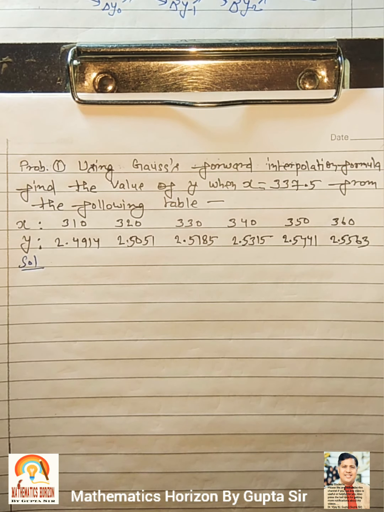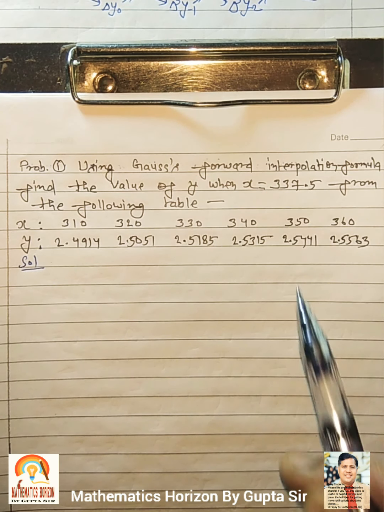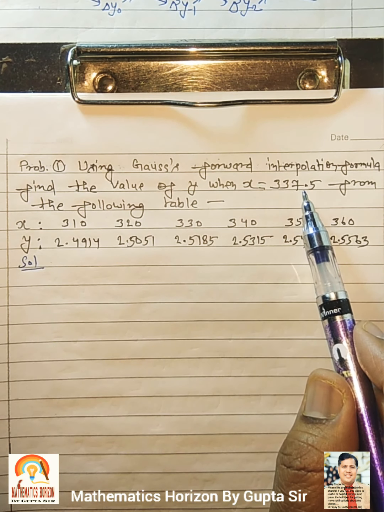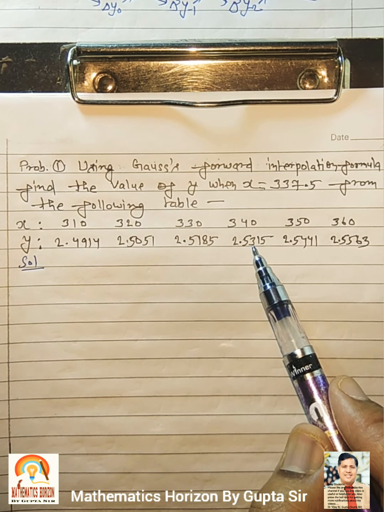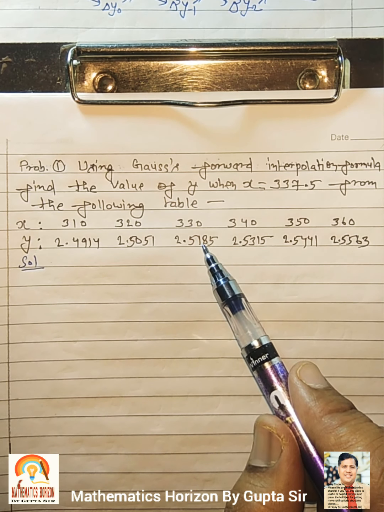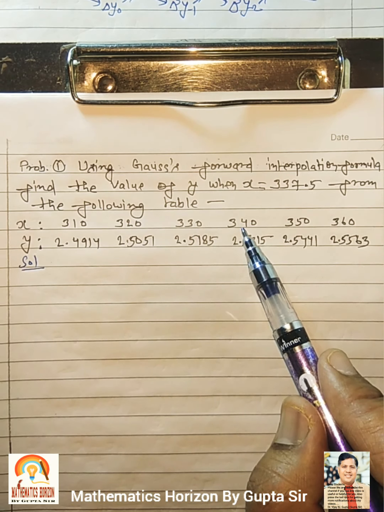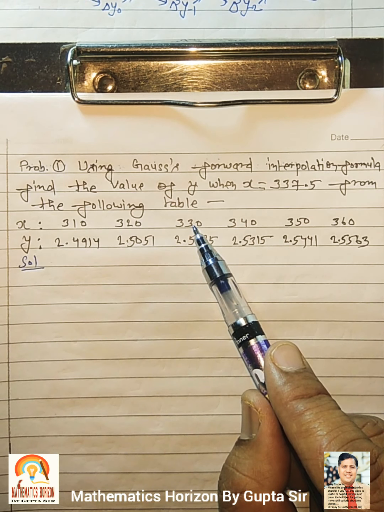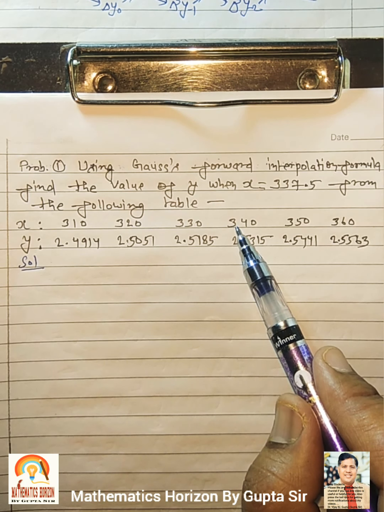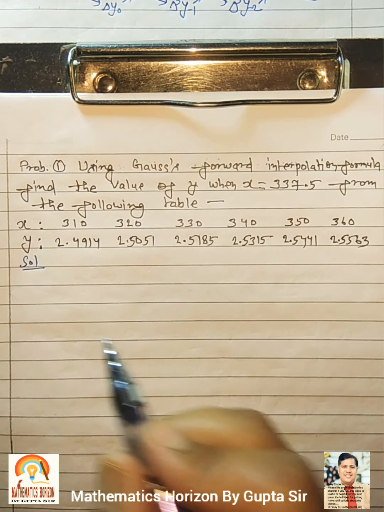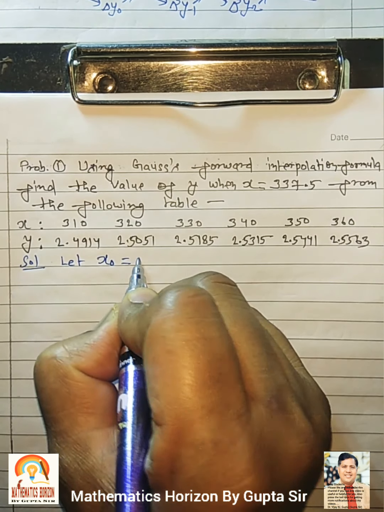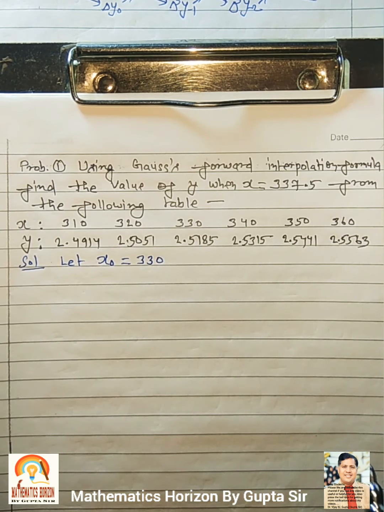Now here the interpolated value, we have to find the value of function when x equal to 337.5. We can see this is near 330 or 340, we can take any value. Either we can choose x0 equal to 330 or x0 equal to 340. Suppose let us assume x0 equal to 330.